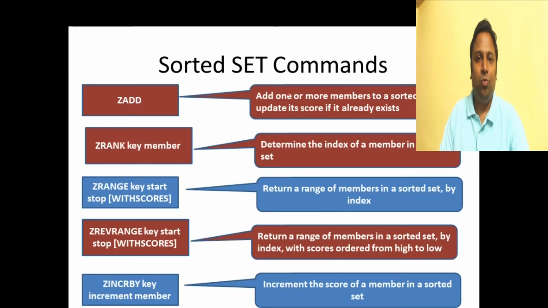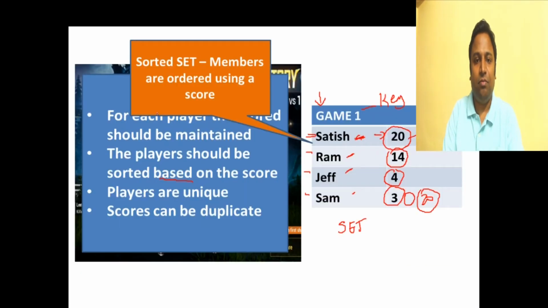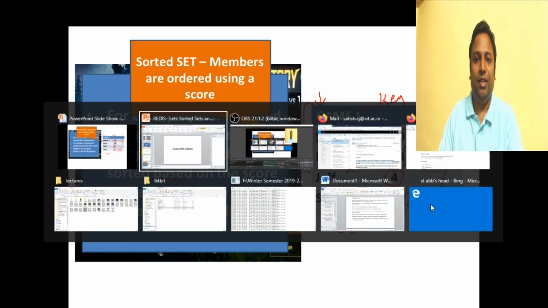Okay, now let's move to the commands. Let's quickly see how we can create a sorted set, how we can add members to the set and do all the operations on the sorted sets. So we'll begin with ZADD. We'll see how to create a sorted set. Let's go and create the same set that we have seen here. Let's create this sorted set in Redis.